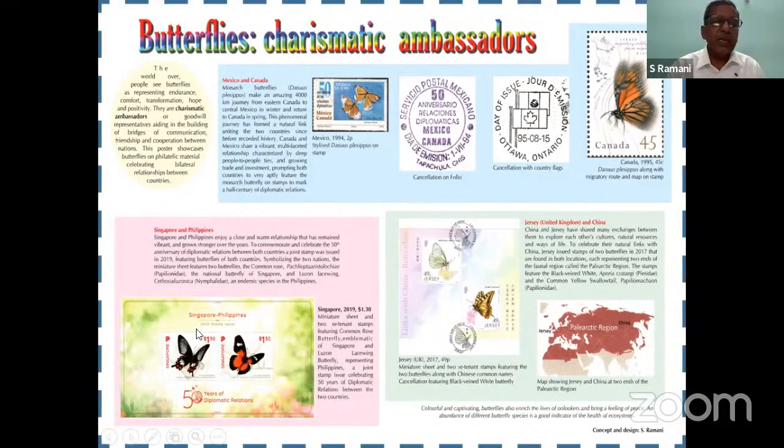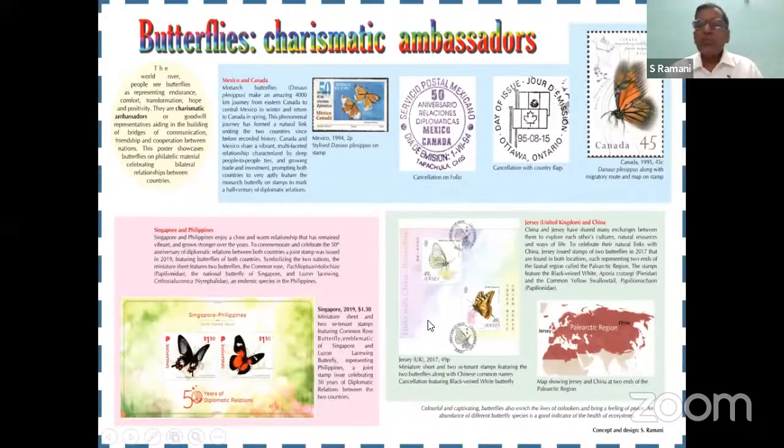Similarly, Singapore and the Philippines also celebrated a joint issue to celebrate 50 years of diplomatic relations between the two countries. This one is representing Singapore, and this one is representing the Philippines. I'm not going into the details. A lot of details are available on the number of species, or the species name, as well as the endemicity of these particular species in those countries. Of course, this is a very common butterfly, which is there in other parts of the world also, whereas this is endemic only to the Philippines.